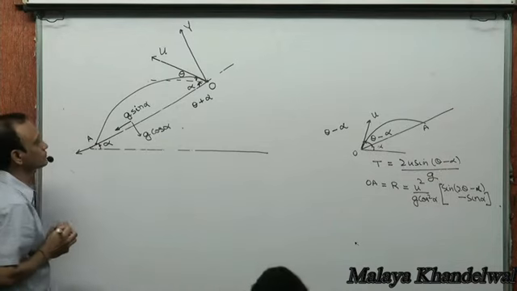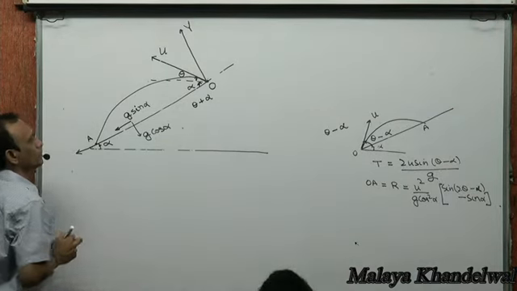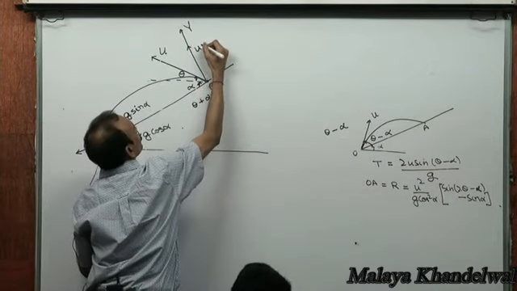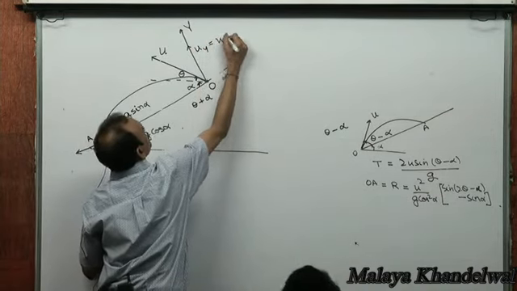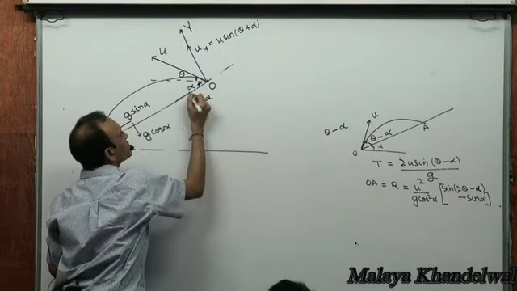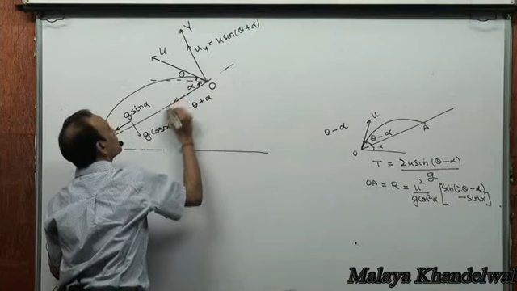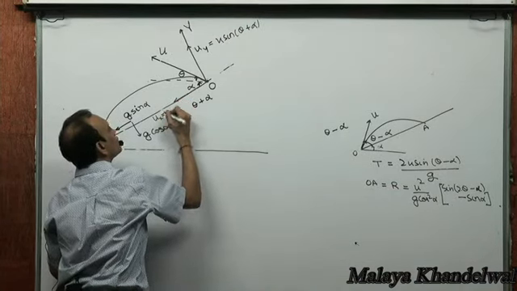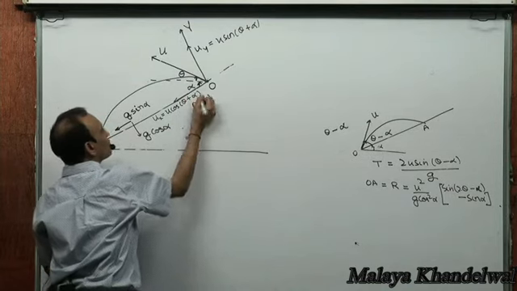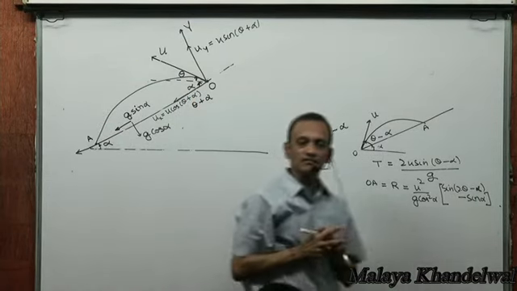Now, the displacement, see, initial velocity in the y direction is what? U sine theta plus alpha. And velocity in the x direction initially is u cos theta plus alpha. Yes or no?